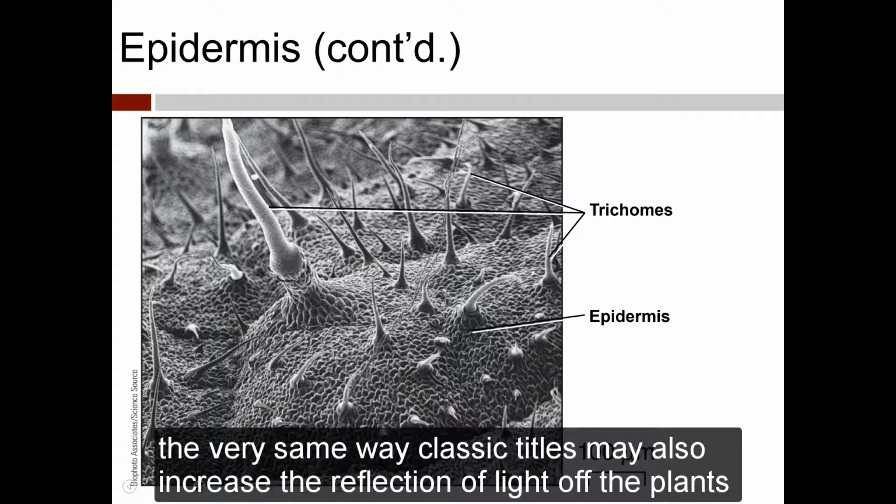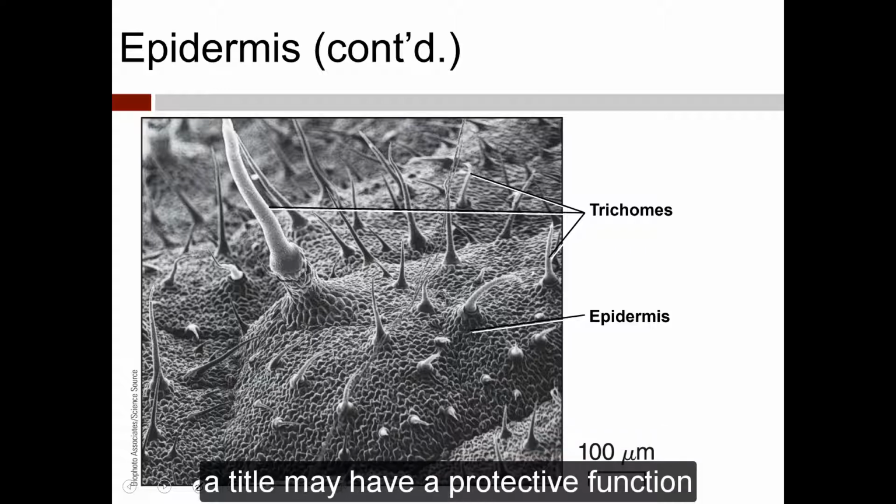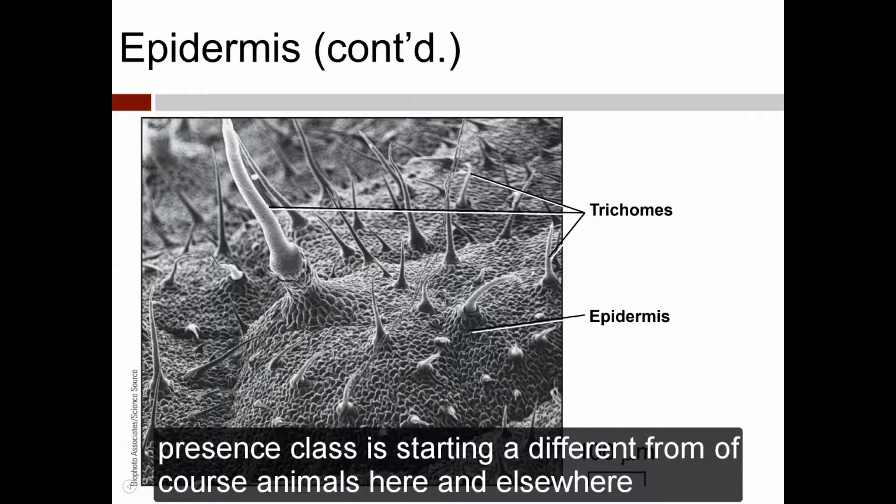In the very same way, the trichomes may also increase the reflection of light off the plants, thereby causing that cooling effect to those internal tissues and decreasing water loss. Other trichomes may have a protective function. For instance, discouraging herbivory from, of course, animals here and animals there.